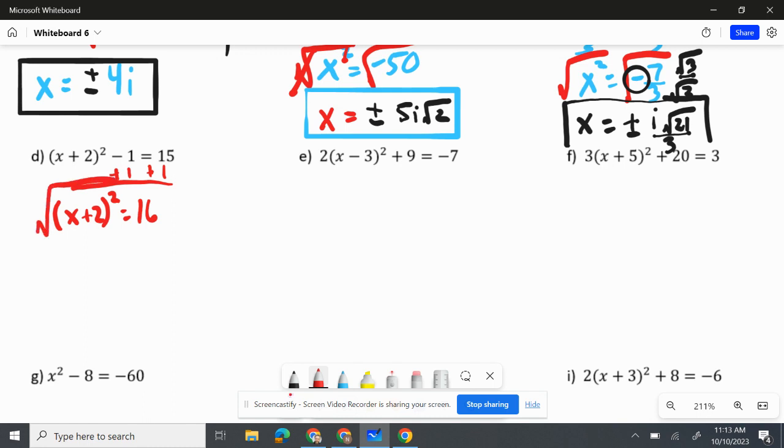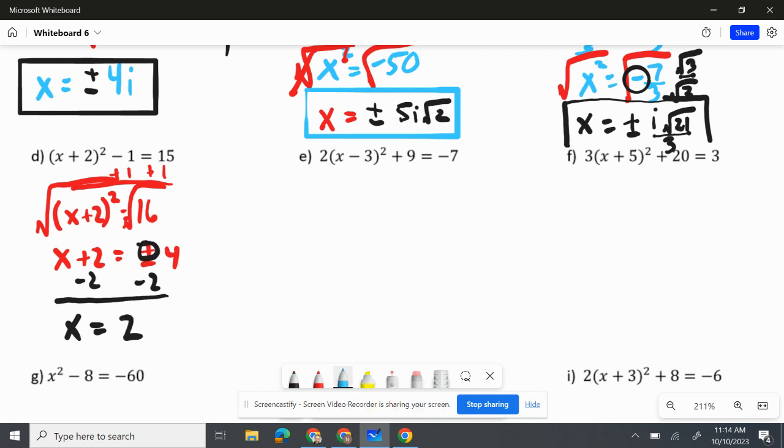Then we take the square root. And when we take the square root, what we have to remember is that there are 2 answers, a positive and a negative. Then when we subtract the 2, we have to remember that since there's 2 answers, we take the positive 4 minus 2, which is 2. And then we take the negative 4 minus 2, which is negative 6.